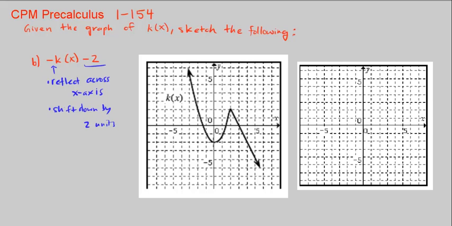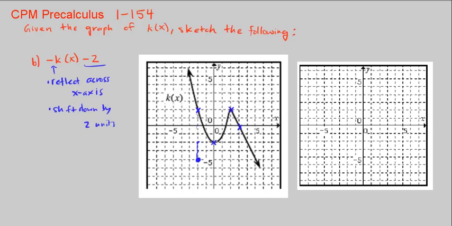To reflect, I'm going to pick the same initial points, 1, 2, 3, 4, and I'm just going to move them. This one reflects across the axis, so instead of being up 2, it's going to be down 2. Then it shifts down again by 2 units. So it reflects and then it shifts, reflecting here and then shifting down to be here.